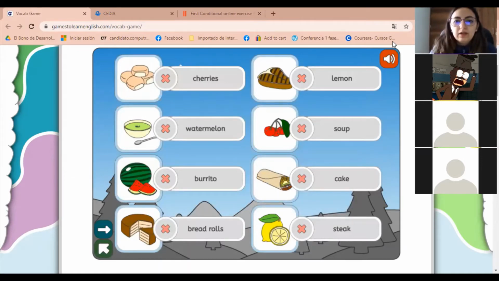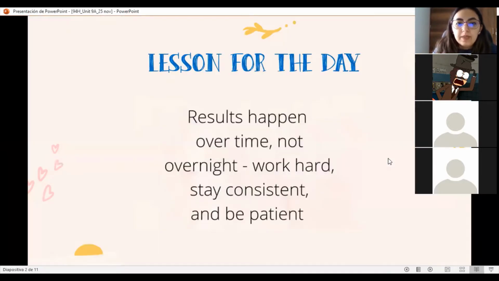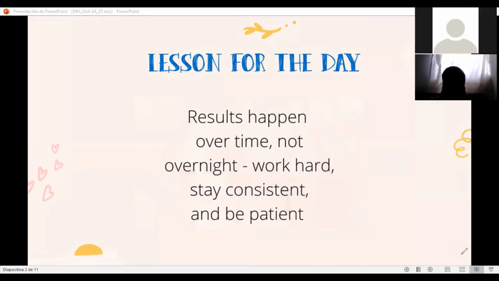Here we have another. We still have time. We can make this one. So let me share the screen with you so we can start with today's class. As you know, today we're going to start with unit number 9, which is the last unit before your midterm exam. So let's start with a short phrase. So I'm going to ask, please, this time to Edith. Edith, can you help me reading this phrase, please?